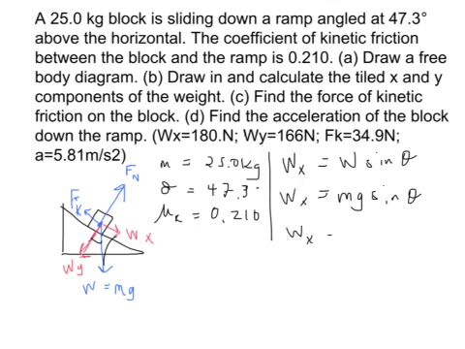And for m you plug in 25.0. For g you plug in 9.81. For theta you plug in the angle that's given, 47.3. And you calculate the answer, and you get 180 newtons rounding to 3 sig figs. Good. Now we can find Wy.